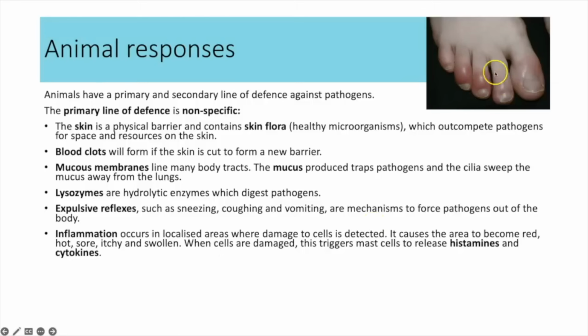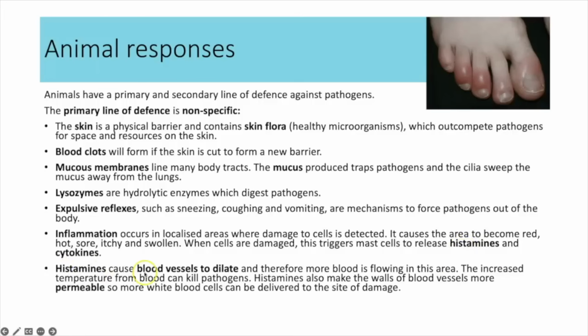Inflammation, which we can see here up in these toes, occurs in a localized area where damage to cells is detected. It causes the area to become really red, hot, sore, itchy, and swollen. And that is because when the cells are damaged, it triggers mast cells to release the chemicals histamines and cytokines. And the histamines cause the blood vessels in that area to dilate, and therefore you have much more blood flow into the area. And that's why it looks red and it feels hotter. The increased temperature from that increased blood flow is what kills the pathogens.